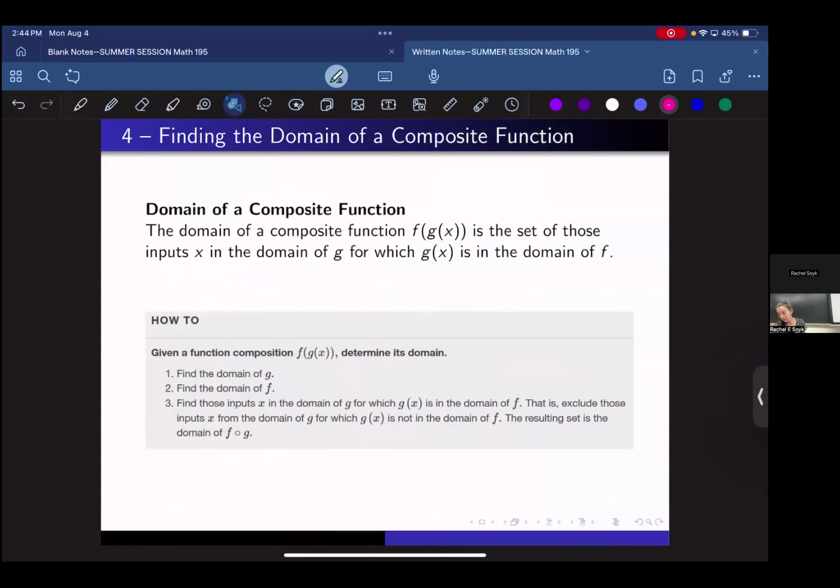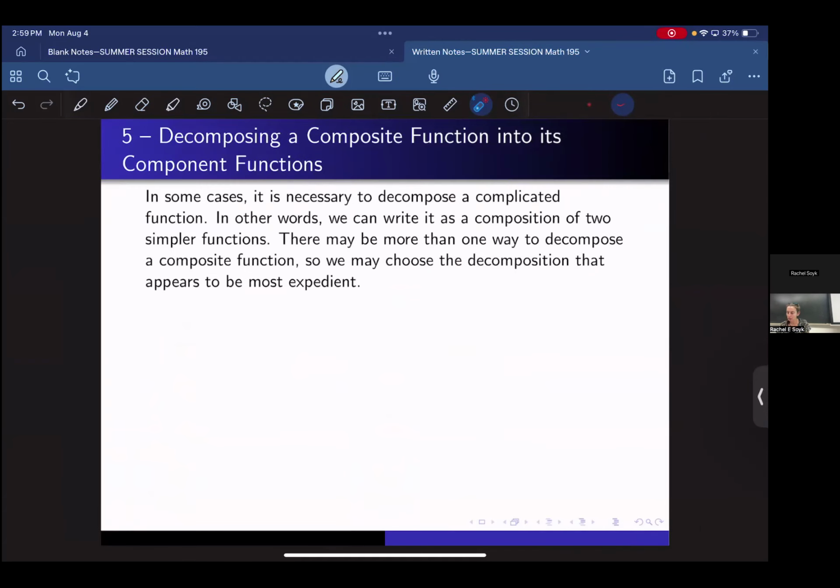Domains of composite functions is simply the set of those inputs in the domain for g, for which g of x is in the domain of f. And finally, we're on our last objective, being able to decompose a composite function into its component functions.